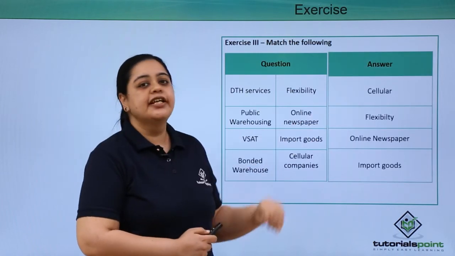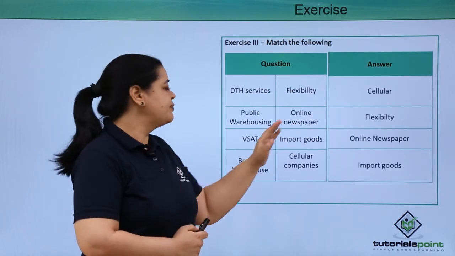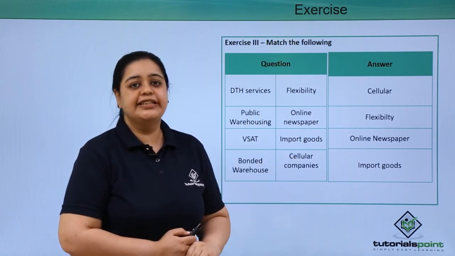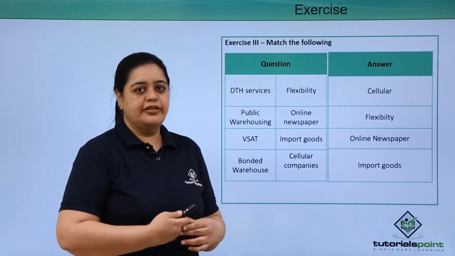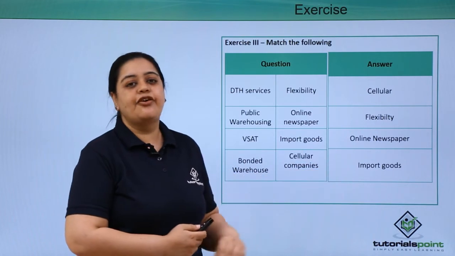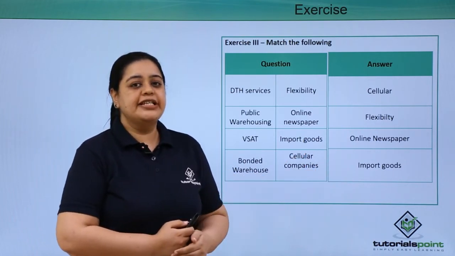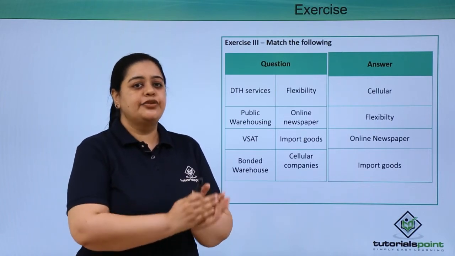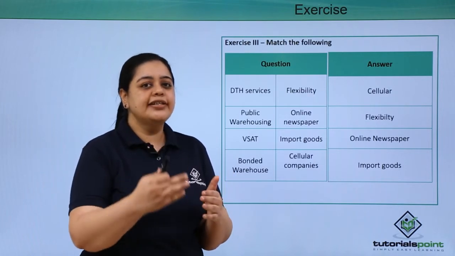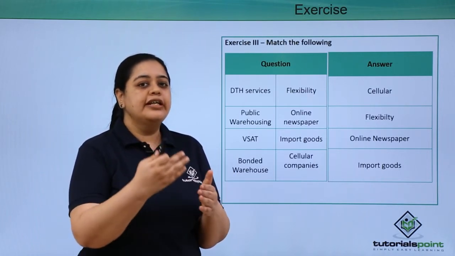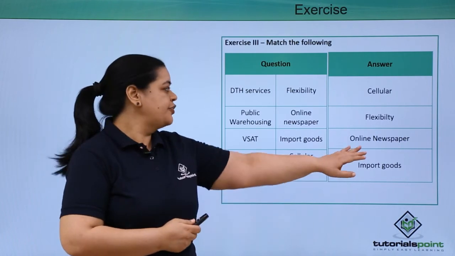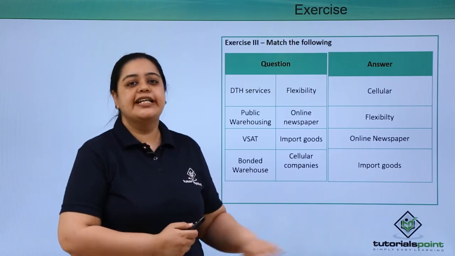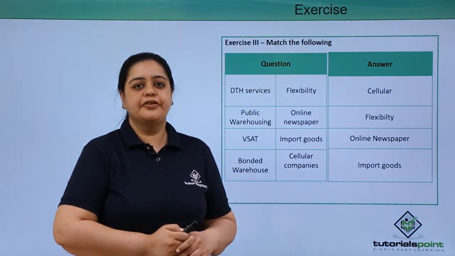DTH services are provided by cellular companies. What about public warehousing? It gives you flexibility when it comes to payment of rent. VSAT is an online newspaper. When I was talking about VSAT, I told you this is used by government and public agencies to reach far-flung areas. By these services, they can also provide an e-paper or other kinds of news services. So online newspaper is provided by VSAT. Then bonded warehouse is exclusively kept for imported goods.